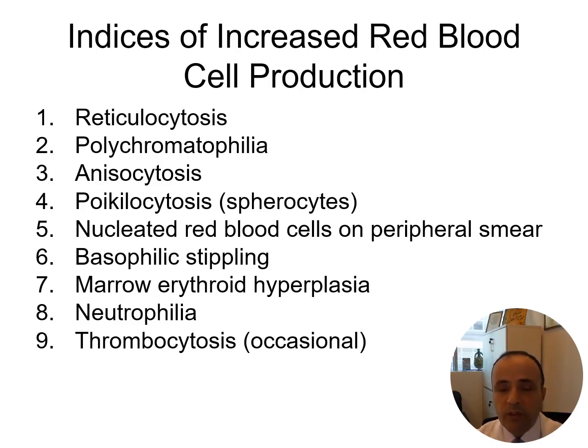When you do a bone marrow on these patients, the whole erythroid machinery is very active in making red cells. So this is what we call myeloerythroid hyperplasia. Sometimes the bone marrow is so active it starts making even more neutrophils and platelets. So this is what's called neutrophilia and thrombocytosis, but this is not a common finding.